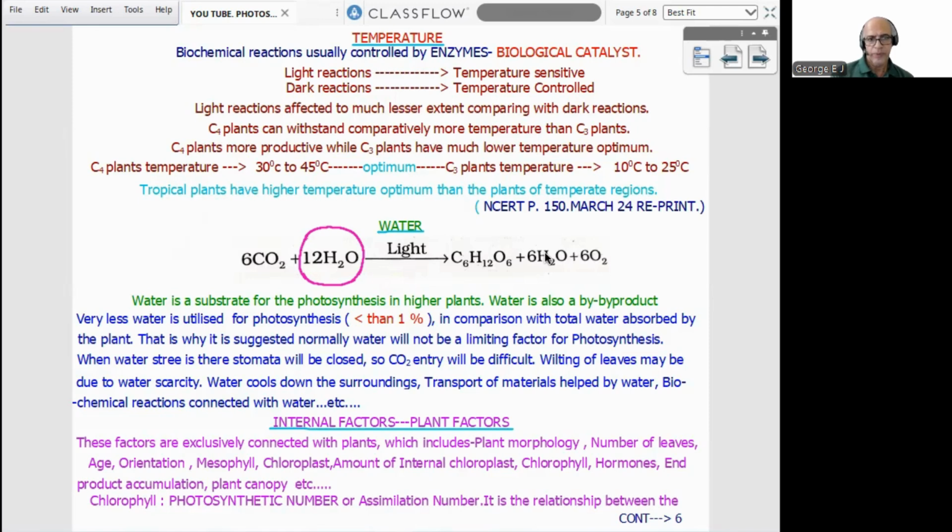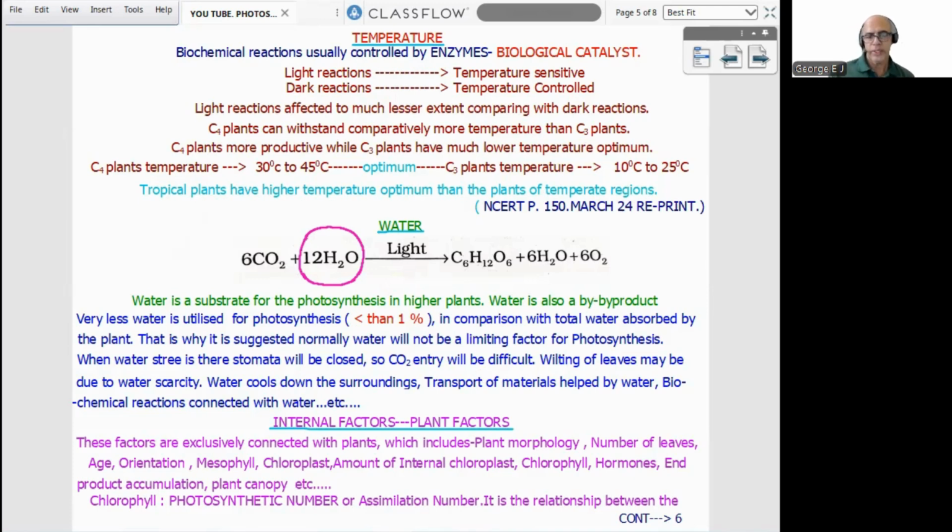That is why it is suggested that normally water will not be a limiting factor for photosynthesis, just like light. When water stress is there, stomata will be closed, so carbon dioxide entry will be difficult. Wilting of leaves may be due to water scarcity. We know that water cools down surroundings. Transport of material is helped by water. Biochemical reactions are connected with water. So water has a role to play, but less than 1% of the water absorbed will be utilized for photosynthesis. I think the idea is clear.